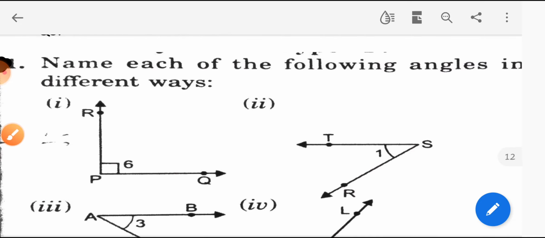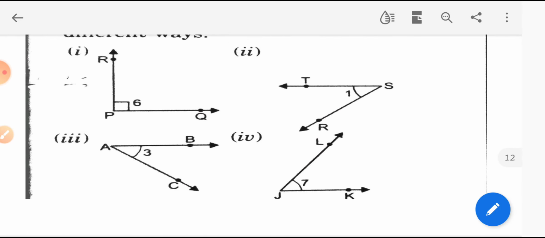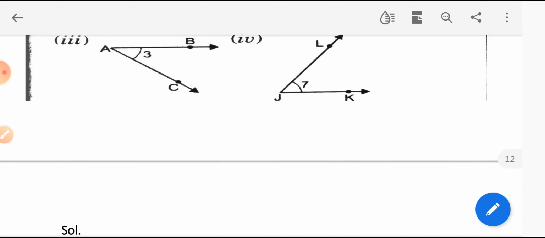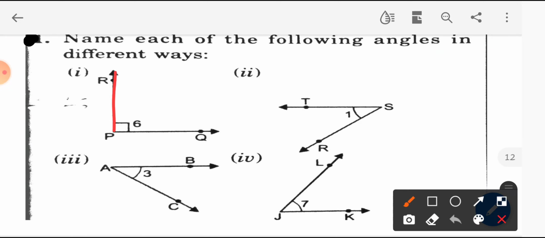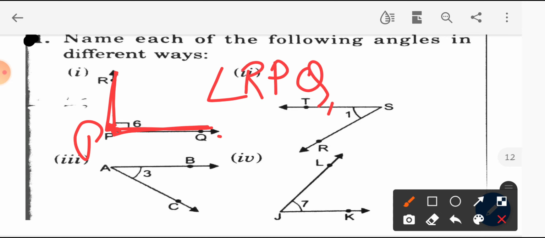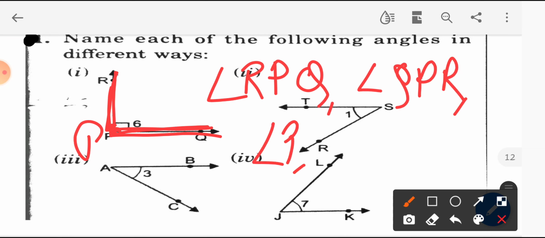Then see the next question, name each of the following angles in different ways. Here you can see 4 angles are given. As we have seen, there are three to four different ways in which we can write an angle. So the first one is RPQ. We know that we always write it with its vertex. What is the vertex point here? P. So we can write it as angle RPQ, or QPR, or angle P. And in place of angle P, what is given there? Angle 6.